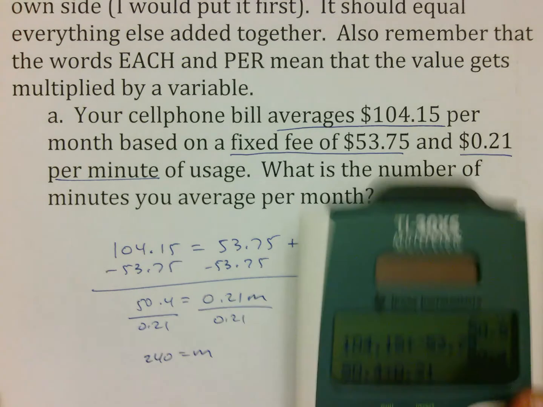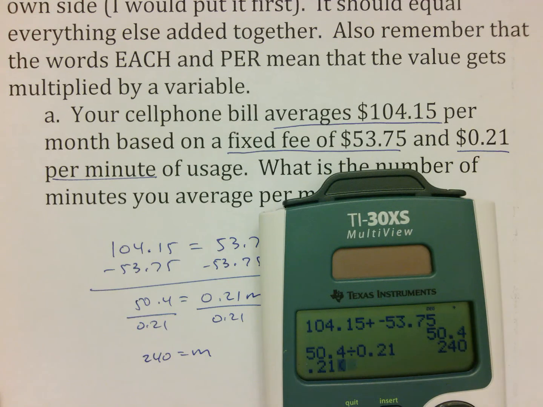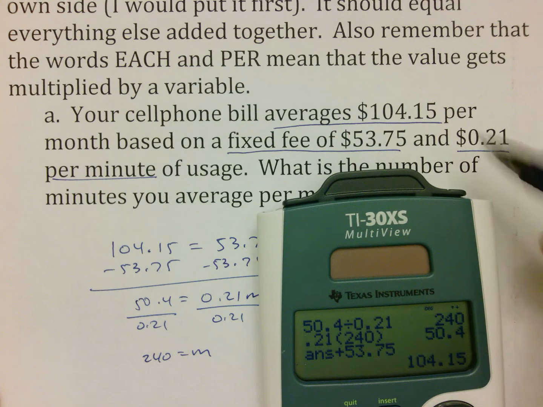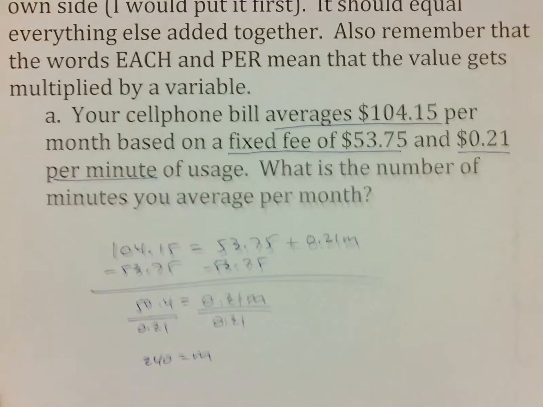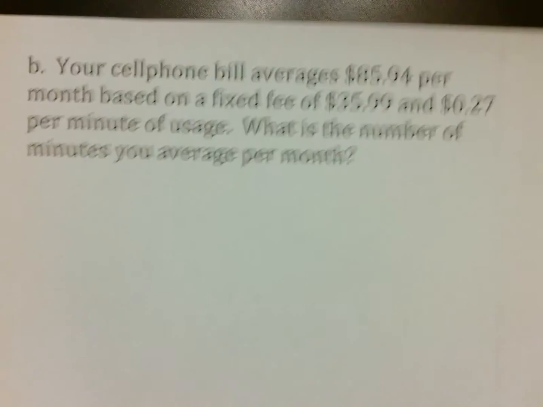And you can even check that by saying 21 cents per minute, so 0.21 times 240, add on that fixed fee of 53.75, and it should make my total 104.15. Again, that common sense part you can throw back in to check it and make sure everything is where it needs to be. It's just making sure that after you do the work, you can check to make sure the answer makes sense.